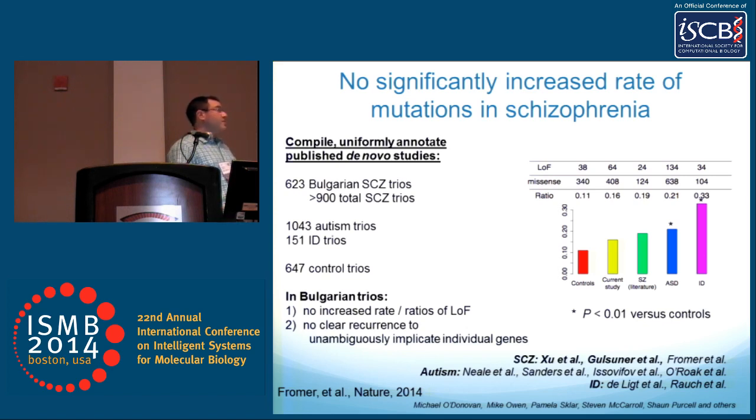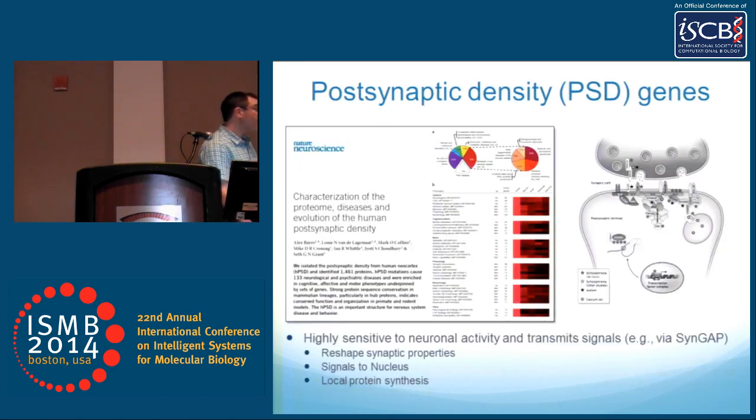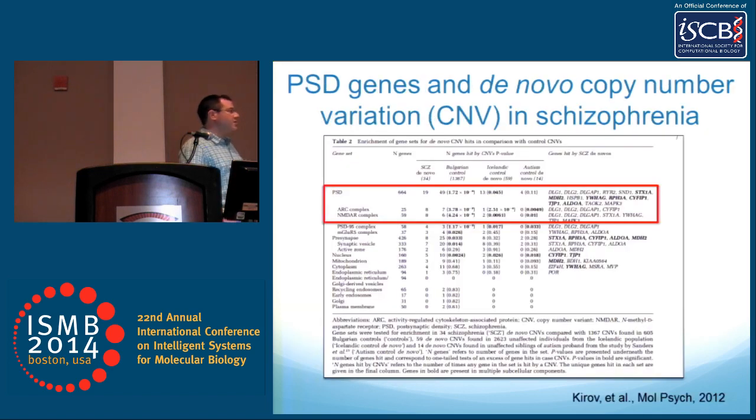But still, we can ask, while the rate might not be increased, are there particular genes or gene sets that tend to have de novo mutations in schizophrenia more than you'd expect by chance? So one of these gene sets that we focused on, we went into the study with a prior hypothesis, were these postsynaptic density genes, which are highly sensitive to neuronal activity and signal transmission. I'm not going to go into detail about them now.